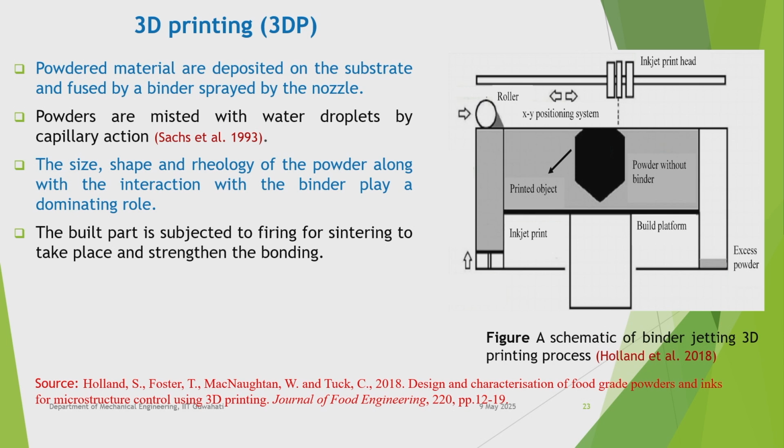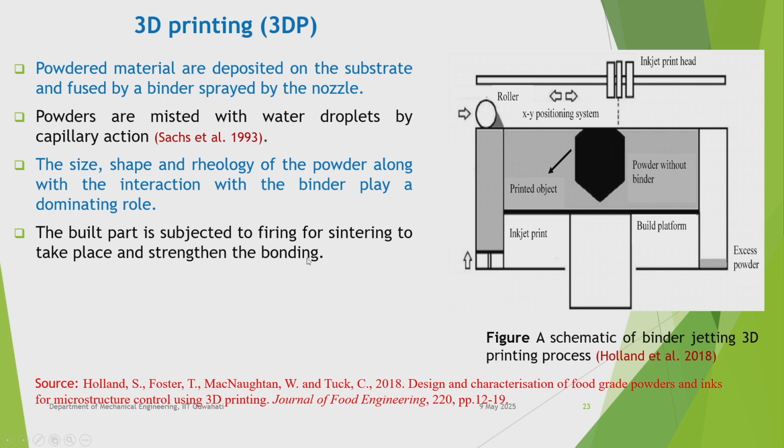Then 3D printing is basically powdered material deposited on the substrate and fused by a binder sprayed by the nozzle. There is no melting, but basically the binder or glue is sprinkled, and then it joins. Powders are misted with water droplets by capillary action. The size, shape and lithology of the powder along with the interaction with the binder play a dominant role. The built part is subjected to firing for sintering to take place and strengthen the binding.